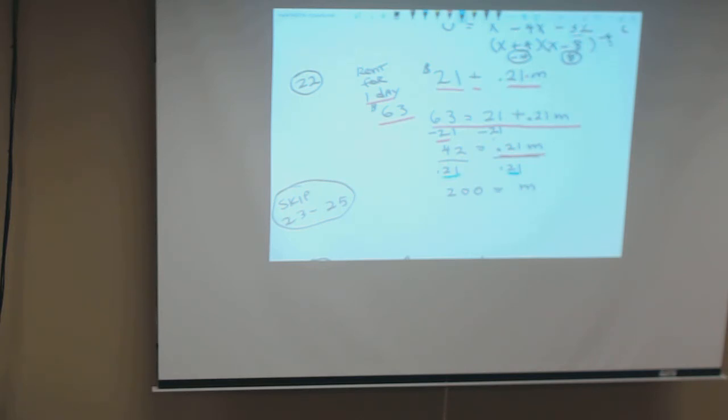Someone's not going to like this one. Remember before class we were doing one? What's 42 divided by 0.21? 200. Dividing by decimals just messes with your head, so just deal with it. So that means m is 200. So for $63 a day rent, I can drive 200 miles. If I drive more than that, it's going to cost more than $63.